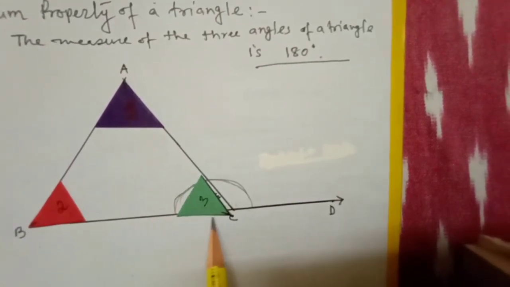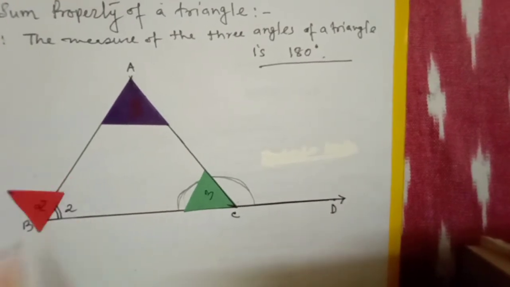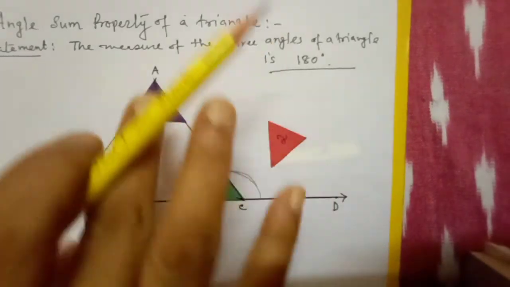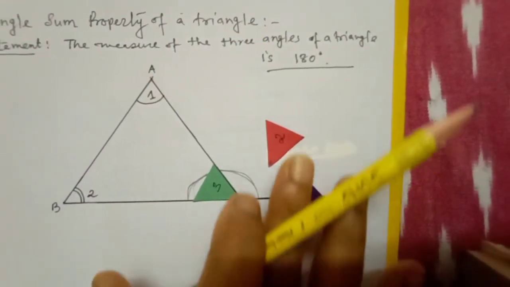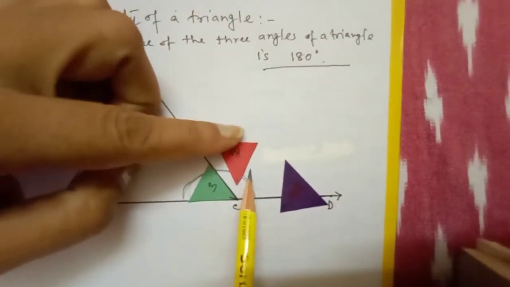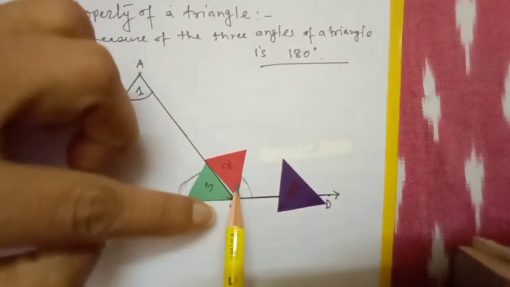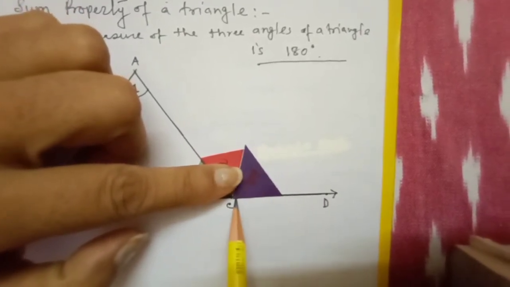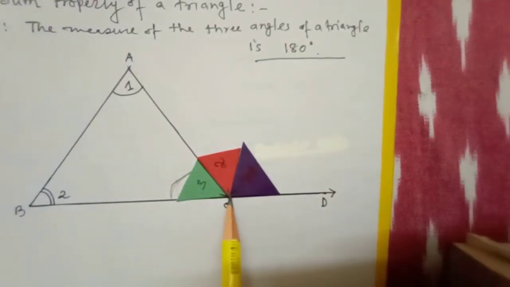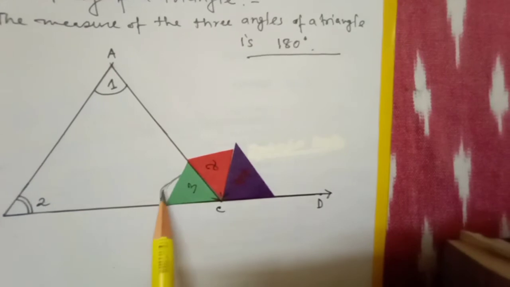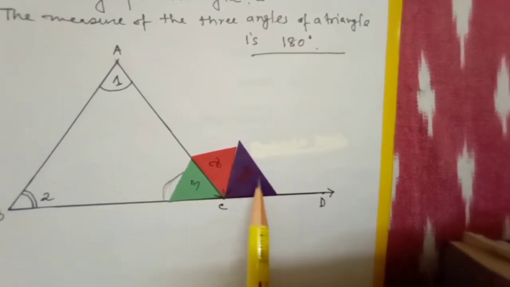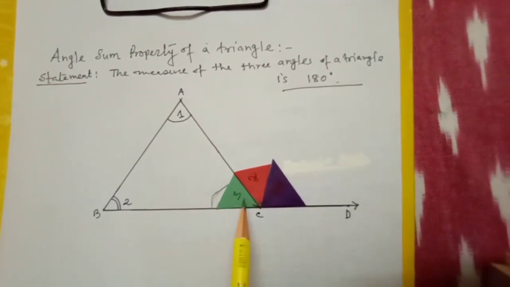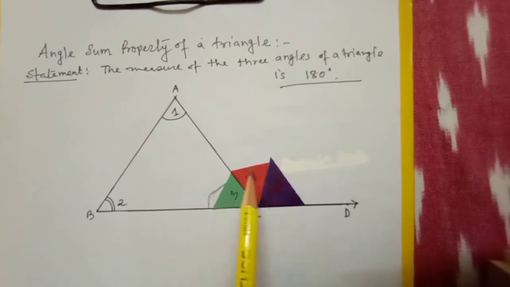See one practical way to watch this. Now see students, all three angles complete this 180 degree angle. That means the sum of the three angles of a triangle is equal to 180 degrees.